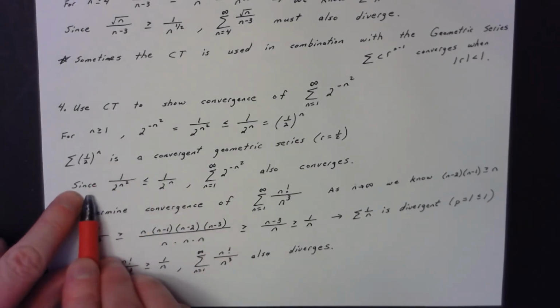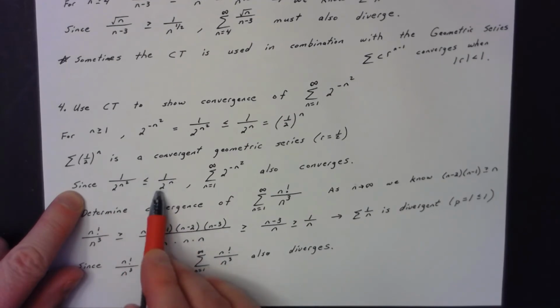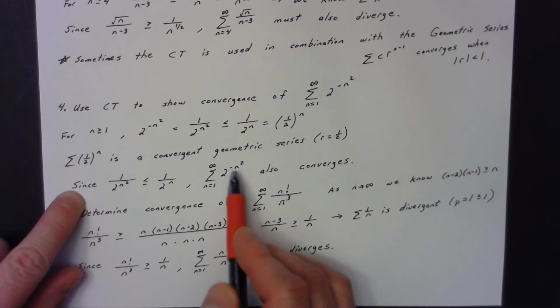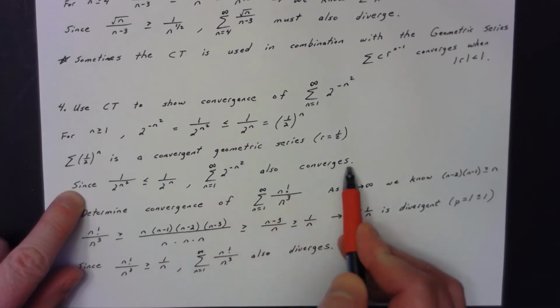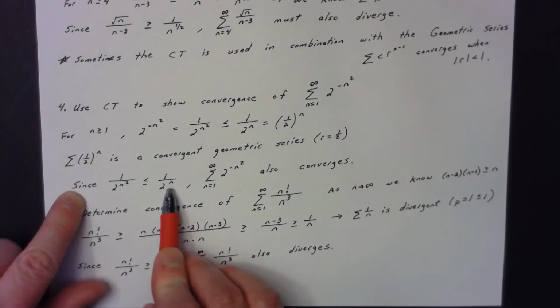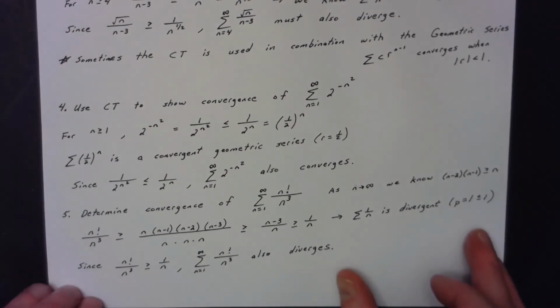So I can say, since 1 over 2 to the n squared is less than or equal to 1 over 2 to the n, then the series of 2 to the negative n squared also converges, again, because its general term is less than the general term of a convergent series. And if you're less than something that has a finite value, you also have a finite value.